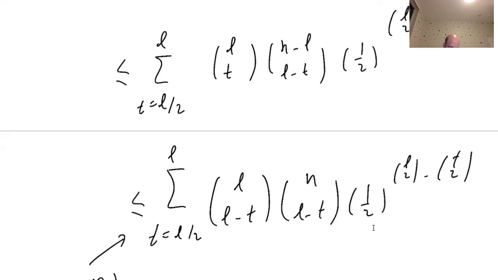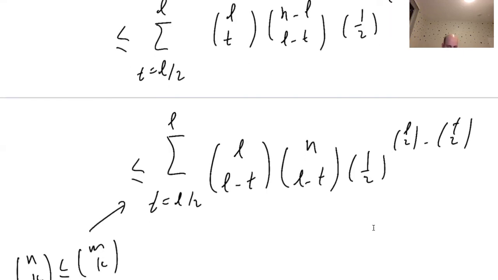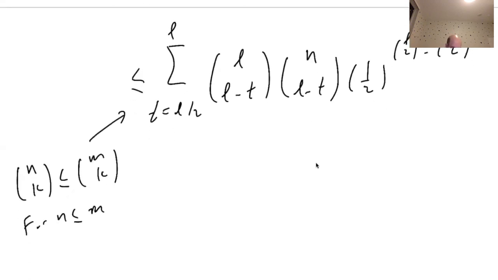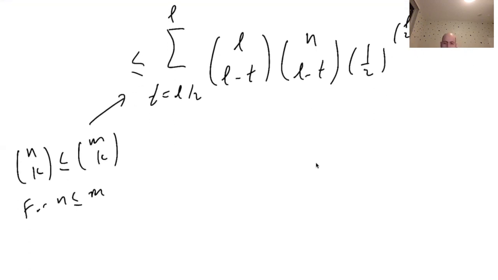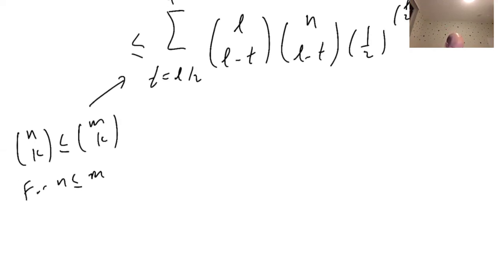So here, if you compare, L choose T and L choose L minus T, of course, they're equal. And n choose L minus T, and this one, n minus L choose L minus T. So this one is bigger than or equal to the previous one because n is bigger than or equal to n minus L.